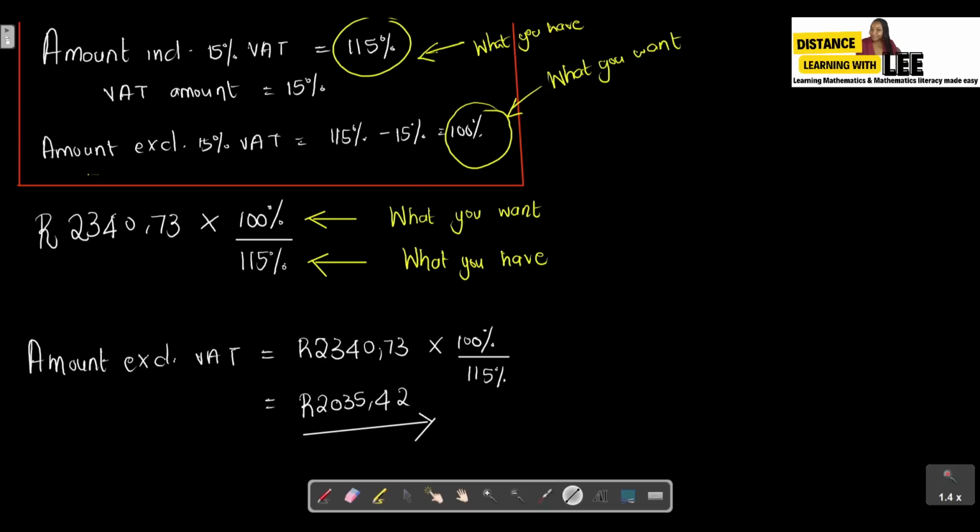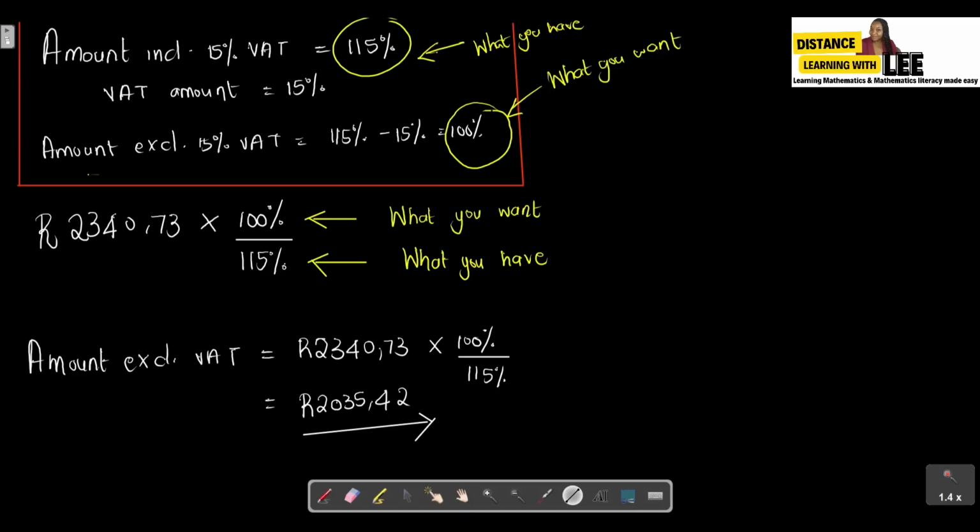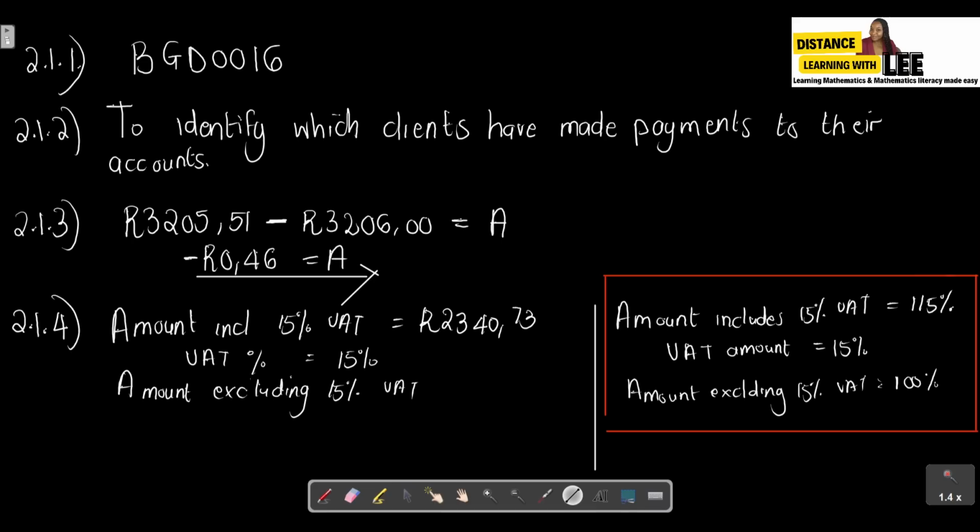Okay, so important with this question, guys, you really need to remember the amount including VAT is always your 100% plus the percentage of VAT that is given. The VAT amount is whatever the percentage of VAT is, and in this case it's 15%. And the amount excluding VAT is always your 100% minus the percentage of VAT, and in this case it's 15%, and we got that as 100. So I'd also watch this video tutorial so that you understand this method, because it's very important, right? So the final answer is 2,035 Rand and 42 cents.